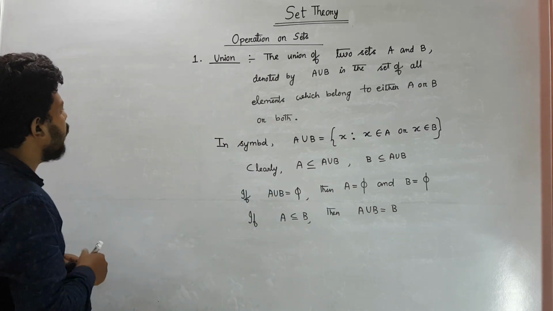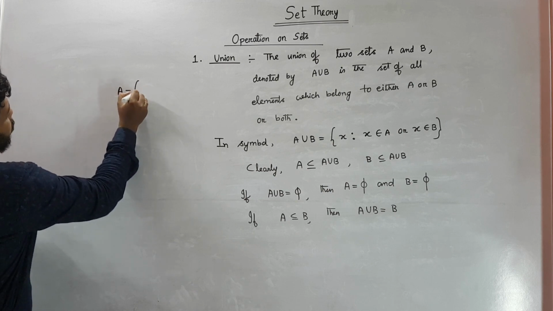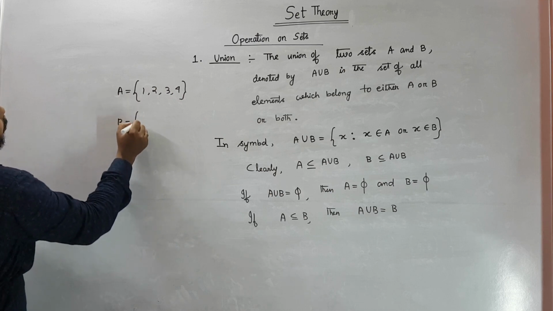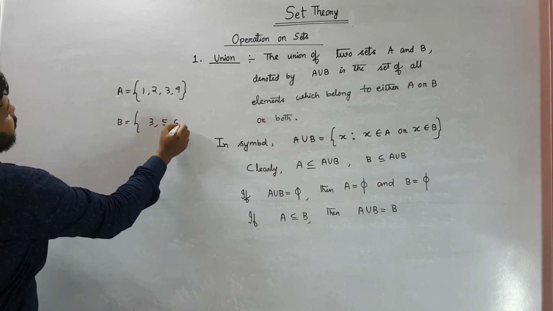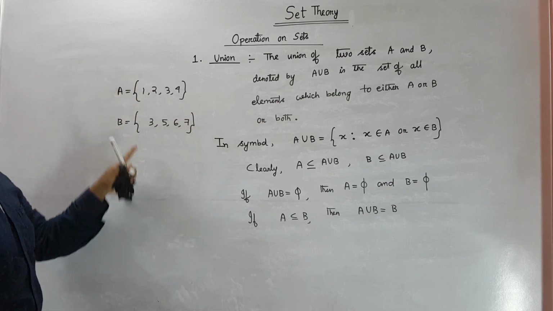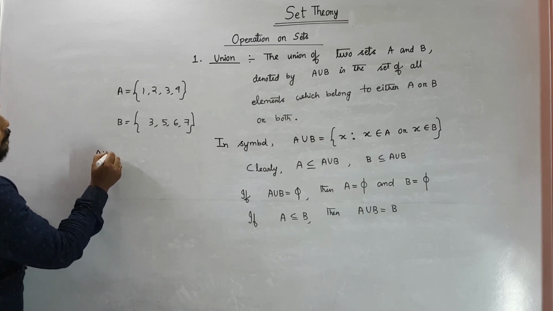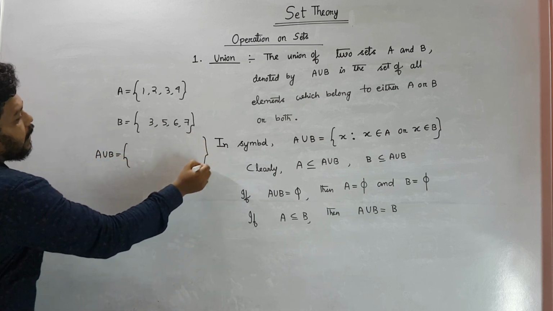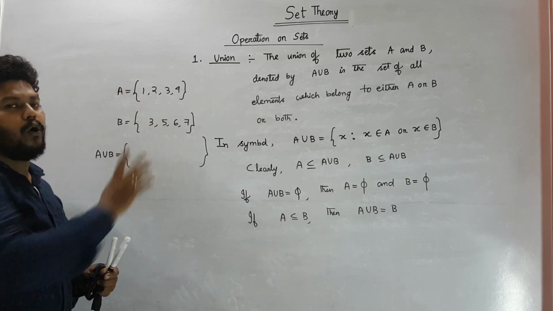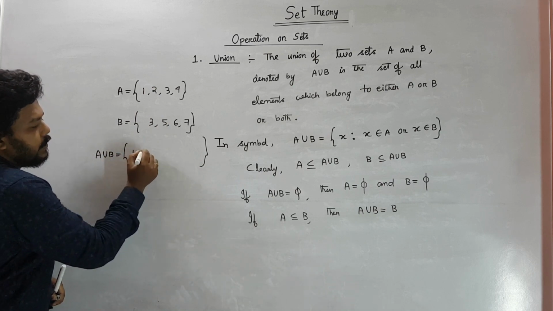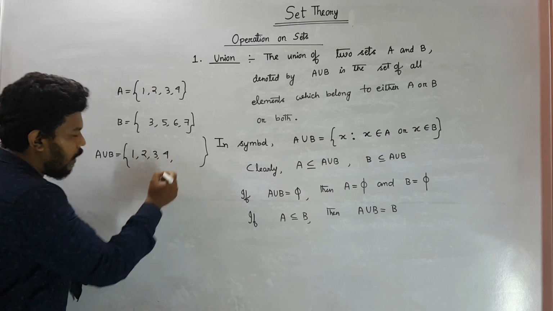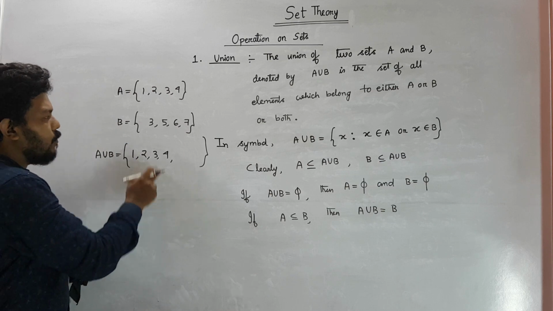For example, if I take set A is equal to {1, 2, 3, 4} and set B is equal to {3, 5, 6, 7}. Now, this element 3 is a common element of A and B. So if I write A union B, then I will take each and every element present in set A or set B or both. So I will start with 1, 2, 3, 4, the elements of set A, and I will list the elements of set B too.